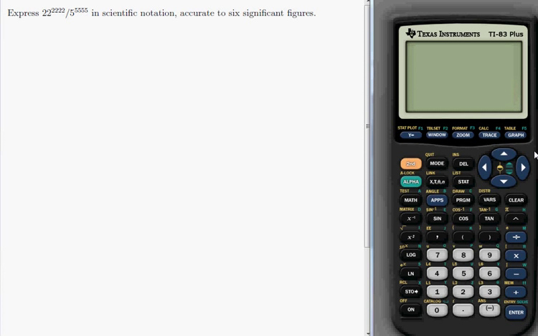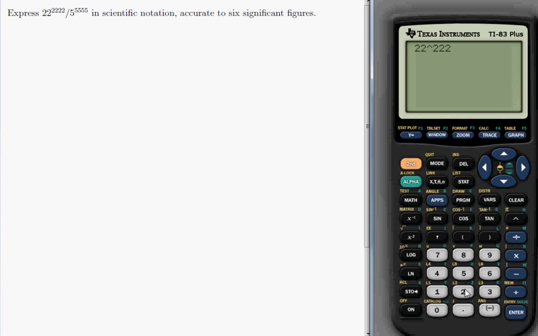Let's look at this next problem: express 22 to the 2222nd power divided by 5 to the 5555th power in scientific notation accurate to 6 significant figures. To do this, first we note I just have a TI-83 Plus on the screen right now. Let's try to do it the old-fashioned way.